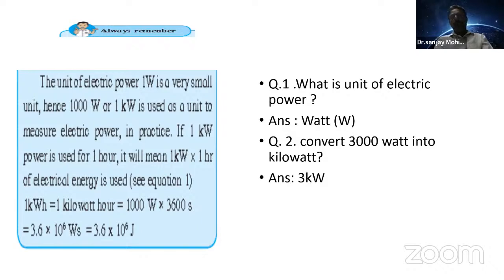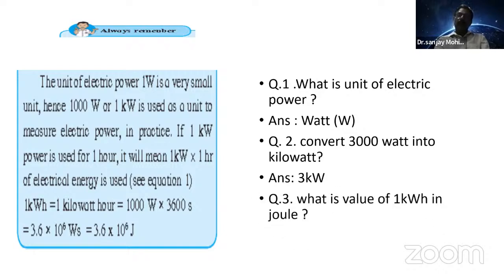When we are looking at any textual matter, try to read between the lines. Don't just read the lines, because when we just read the lines, we are not able to answer the questions. So try to understand the concept very well. The third question is, what is the value of 1 kilowatt hour? And that is 3.6. So these are the possible questions from this passage, and the probable answers are also given to you.